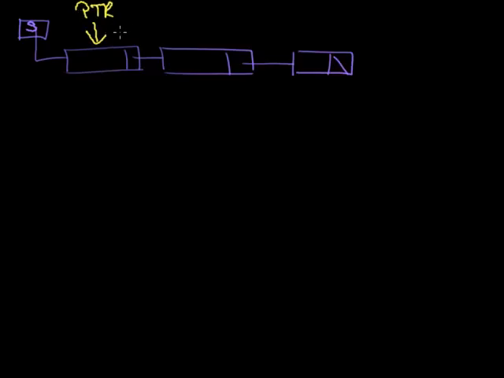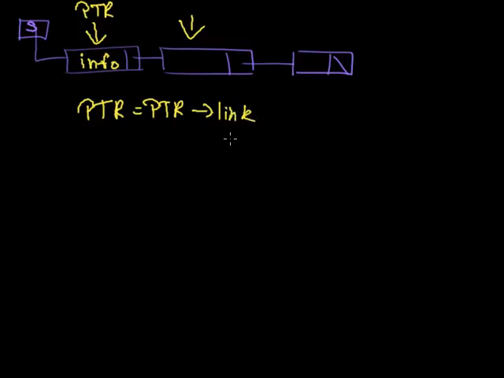Then we will scan whether this node which the ptr is pointing is the last node or not. If the link part of ptr is not null, then we will print the info part and increment the pointer. Means we will increment the pointer to point to the next node. For pointing to the next node, we will simply write ptr equal to ptr dot link. So the ptr will increment.